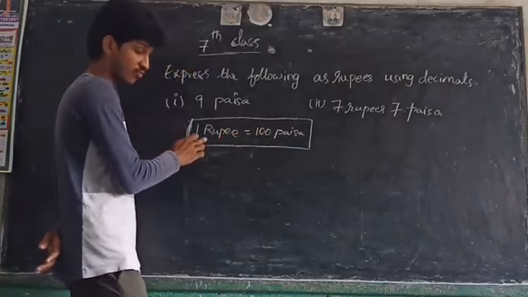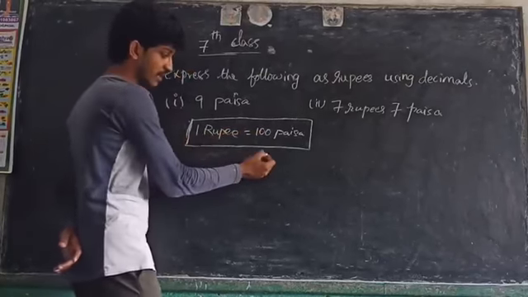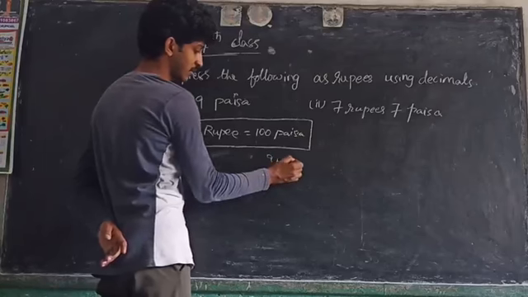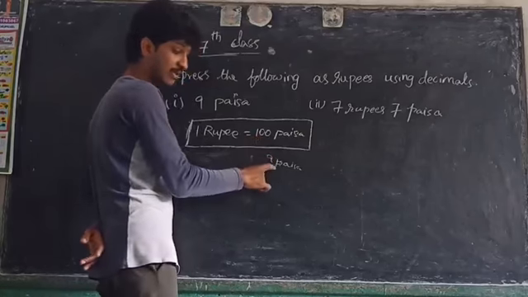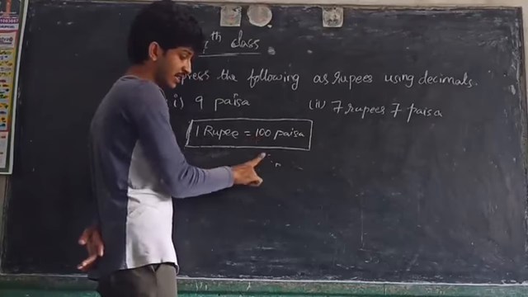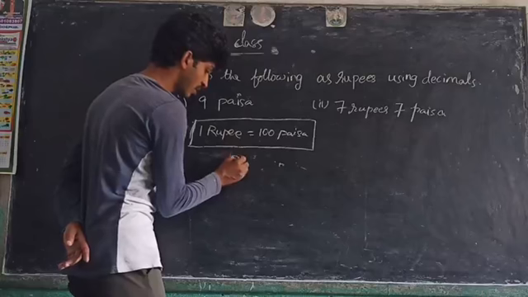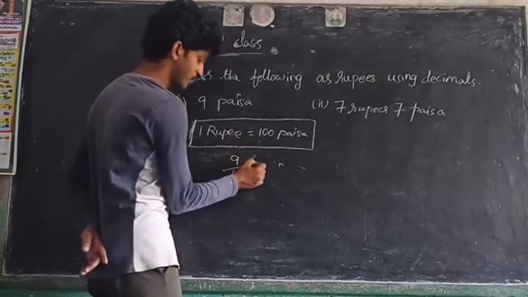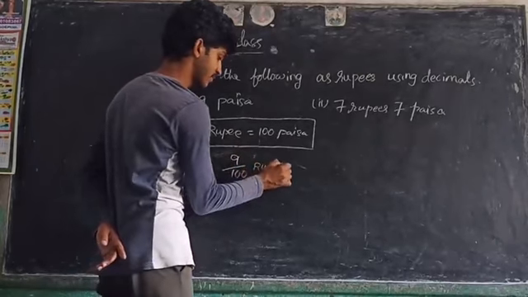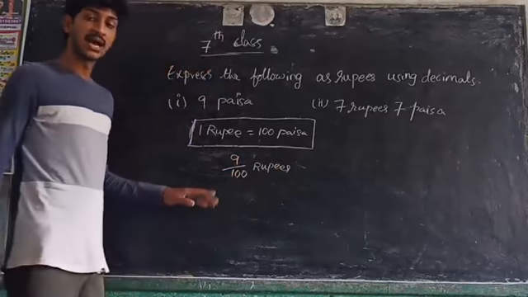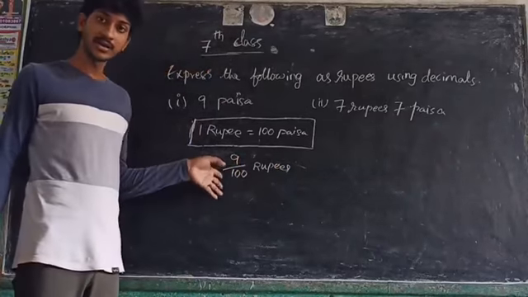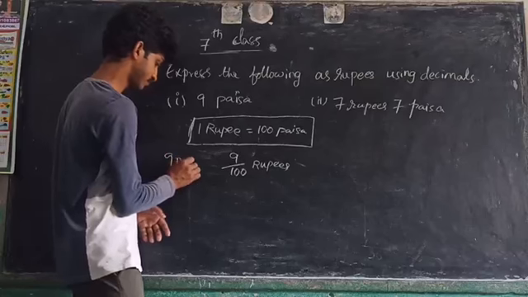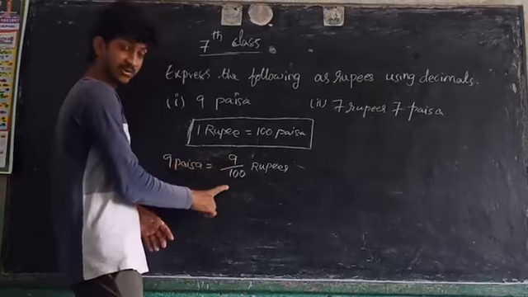100 paisa is equal to 1 rupee. But here 9 paisa is given. Out of 100 parts, how many parts are given? Only 9 parts are given in 100 parts. So 9 by 100 rupees. We have to simply divide by 100, then it is converted into rupees. So 9 paisa is equal to 9 by 100 rupees.